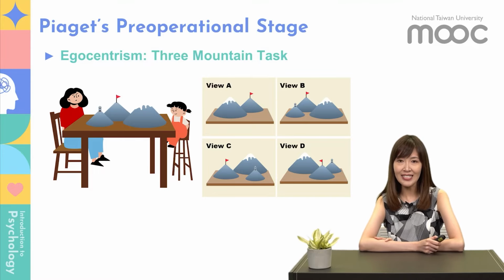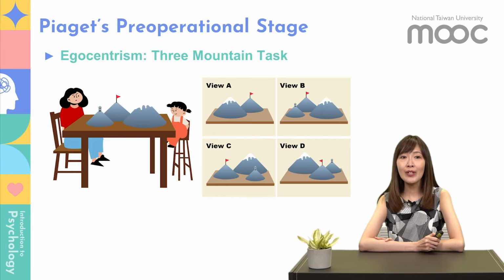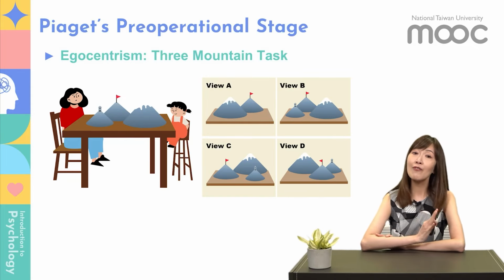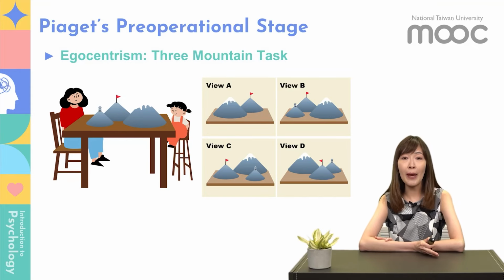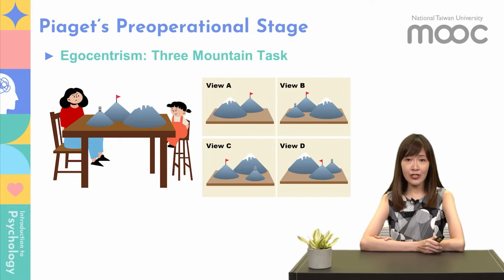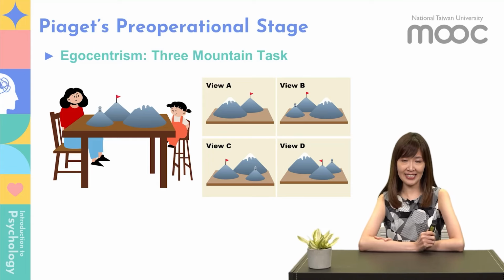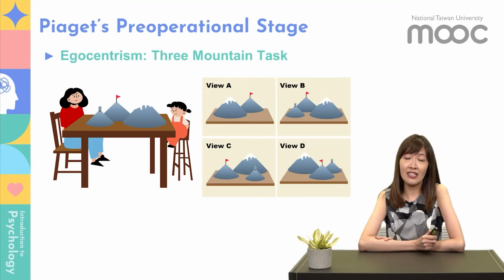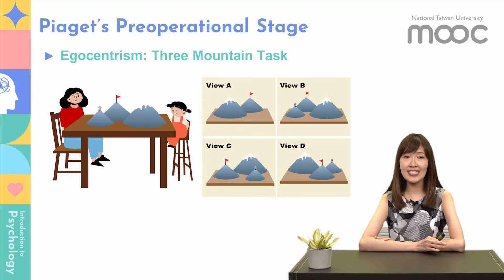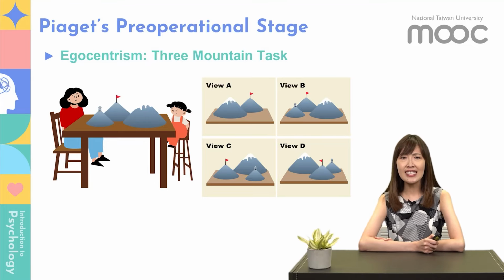Then what is the answer? Well, we know that the answer is C, because the red flag is on the left and the snow mountain is on the right. And children at this age have no problem answering this question. They would say C. Okay, then next, researchers would ask the little girl, so now you can see that there's a doll in front of you. Then A, B, C, and D. Which one is the view that the doll is looking at?